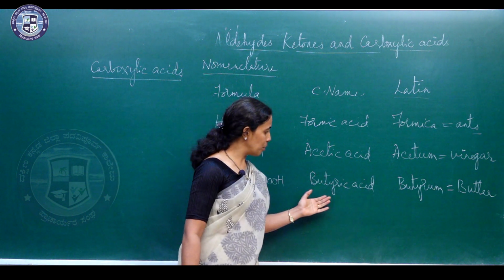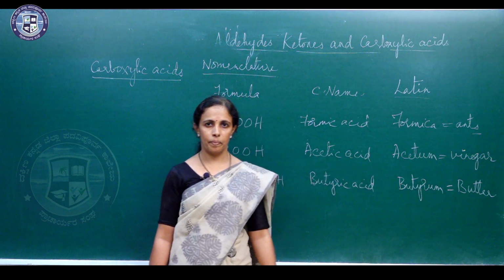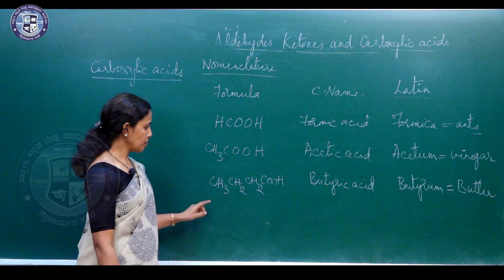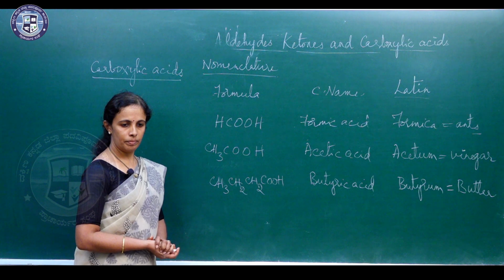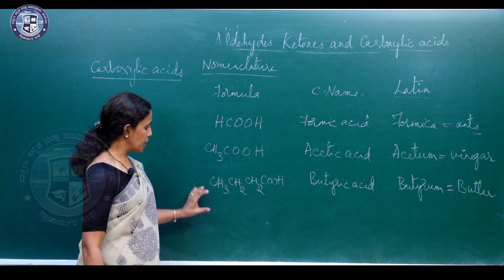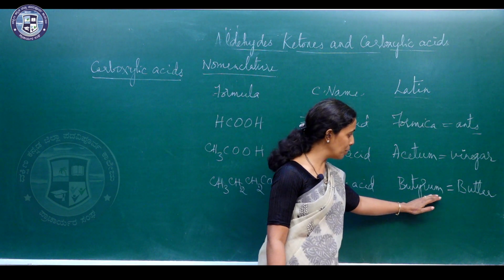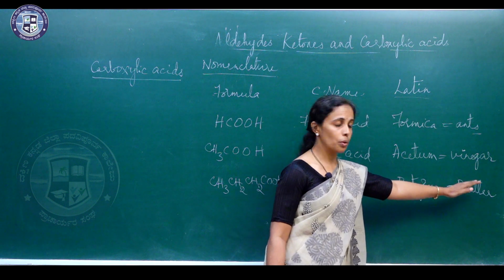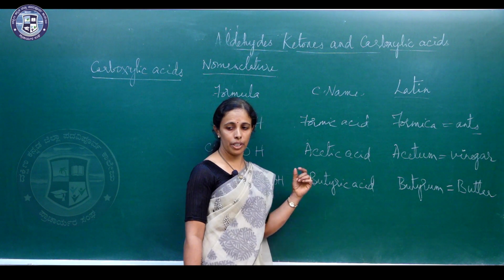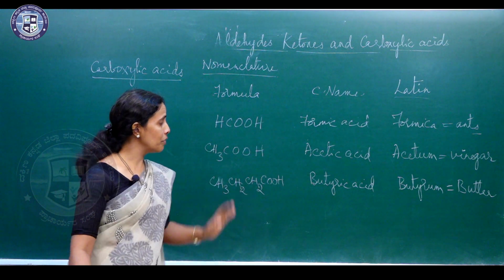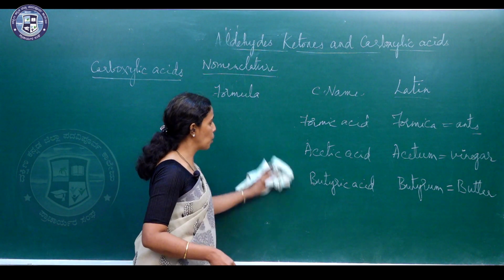The third compound is butyric acid. It is derived from the Latin word butyrum, which means butter. When butter becomes rancid, butyric acid is formed. That is why it is called butyric acid. So, this is about some of the important carboxylic acids and their common names.